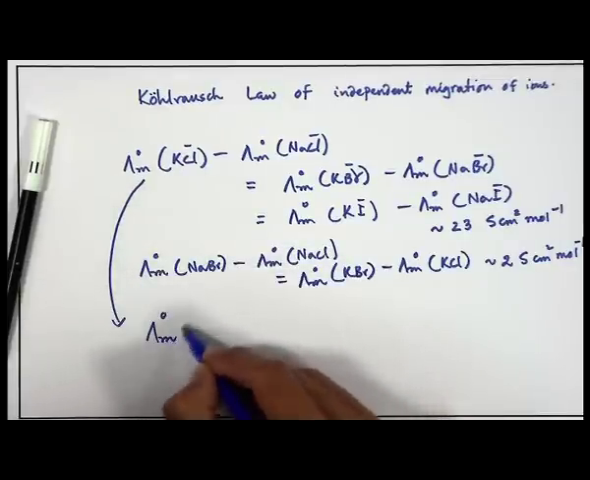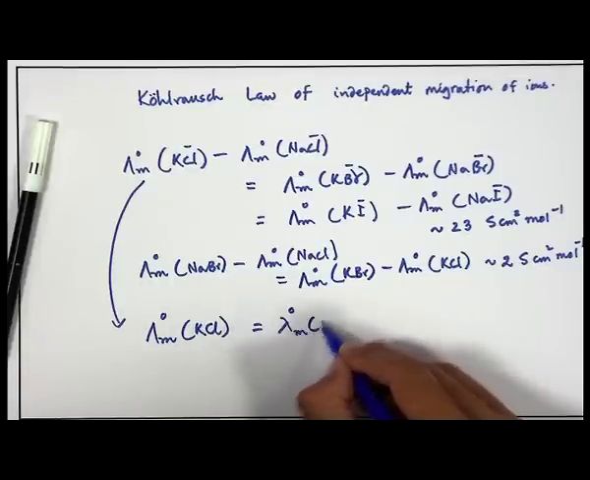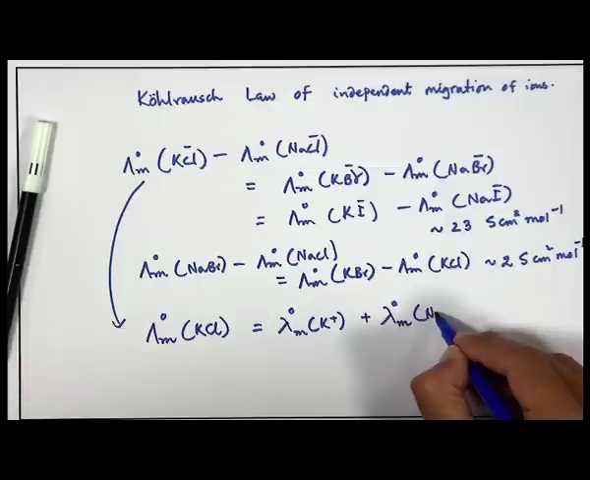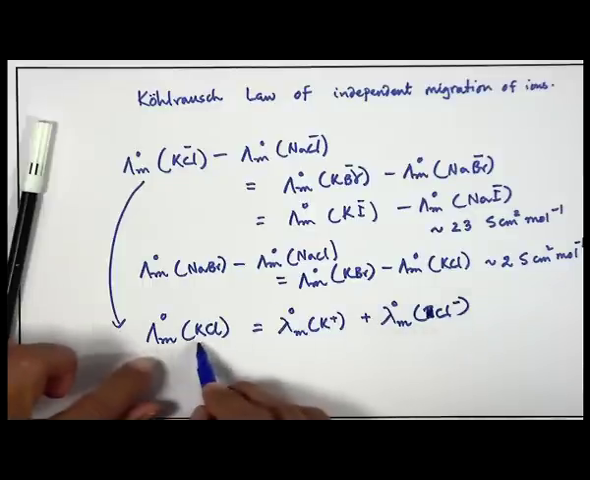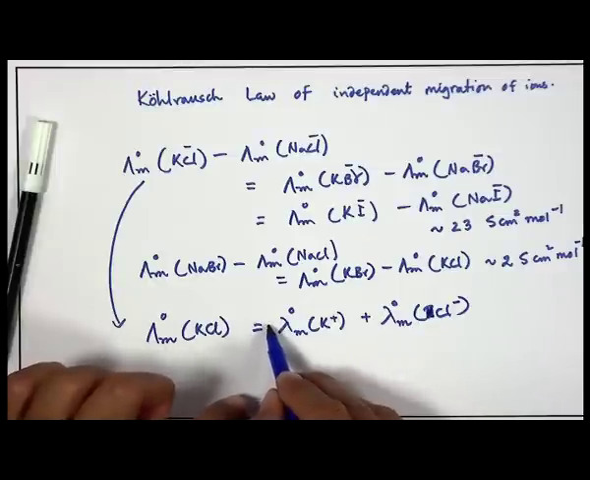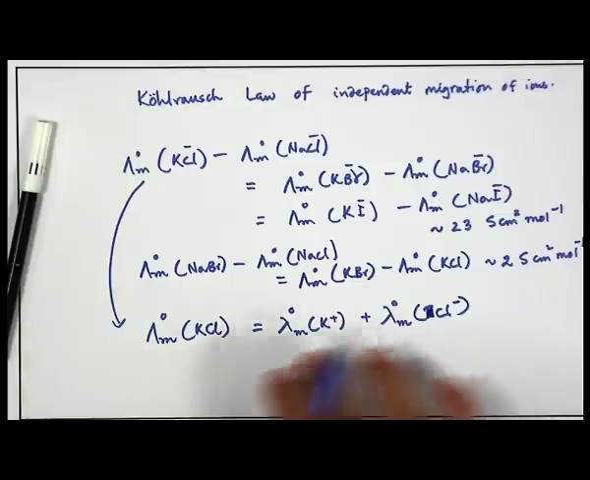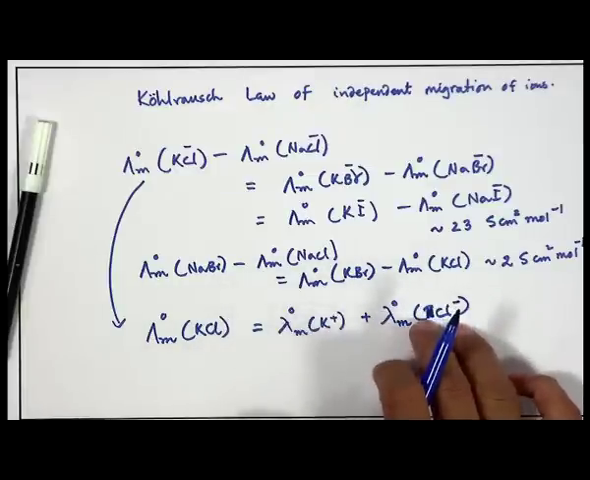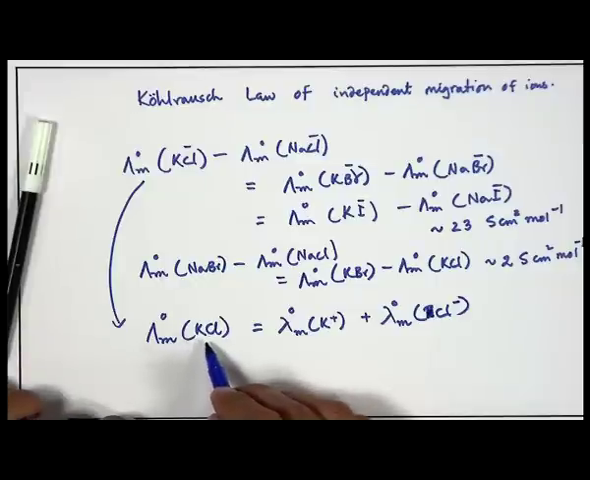Basically you can write at infinite dilution, lambda m 0 of KCl is nothing but lambda 0 m of K plus plus lambda 0 m of Cl minus. In the same way, if the electrolyte has more than one ion, you need to include the stoichiometric coefficient over here. Basically at infinite dilution, each ion will contribute to a definite extent toward the total conductance of the solution.